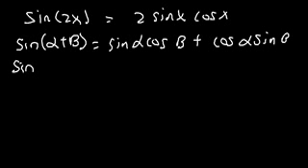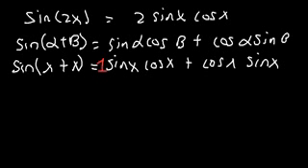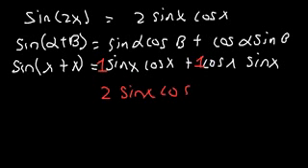So alpha is going to be x and beta is going to be x. X plus x is 2x, right? So we have sine x cosine x plus cosine x sine x. Notice that these two terms are similar. There's a 1 here and there's a 1 there. 1 plus 1 is 2. So you get 2 sine x cosine x. So that's how you verify that identity.